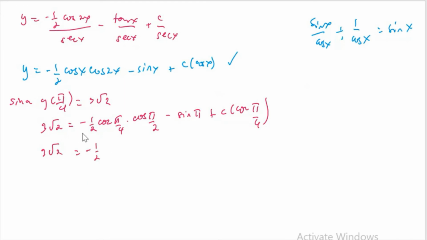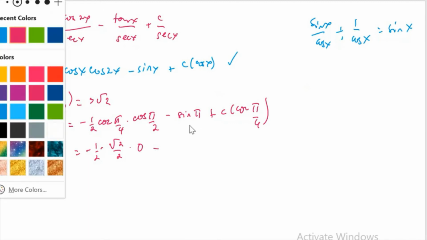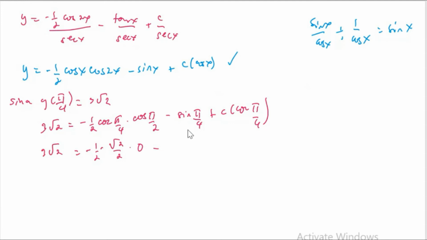So cosine pi over 4 is square root of 2 over 2. So we can write now times square root of 2 over 2. Then cosine of pi over 2 is 0 minus, okay, correction, this must be sine of pi over 4. So sine of pi over 4 is also square root of 2 over 2 plus c times square root of 2 over 2. So simplifying, the first term on the right hand side is multiplied by 0, so that's now 0 here.